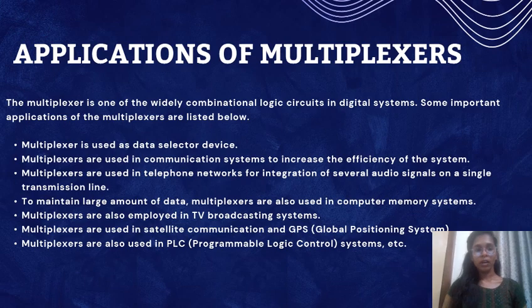Okay. Coming to the applications of multiplexer, the multiplexer is used as a data selector device, used in the communication system to increase the efficiency of the system, used in the telephone network for integration of several audio signals on a single transmission line to maintain a large amount of data. Multiplexers are also used in the computer memory system. Multiplexers are also employed in a TV broadcasting system. It is used in satellite communication and global positioning system. Multiplexers are also used in the programmable logic control system. And these are some of the applications of multiplexer.